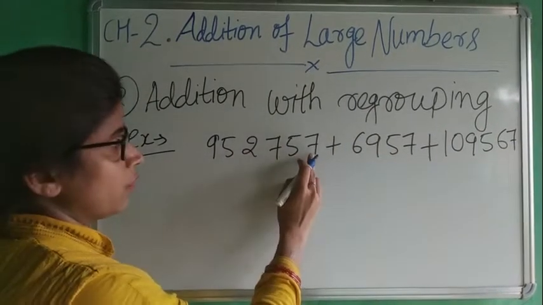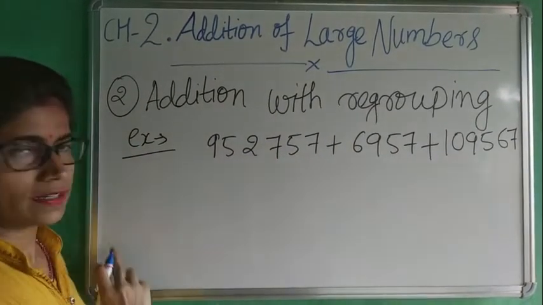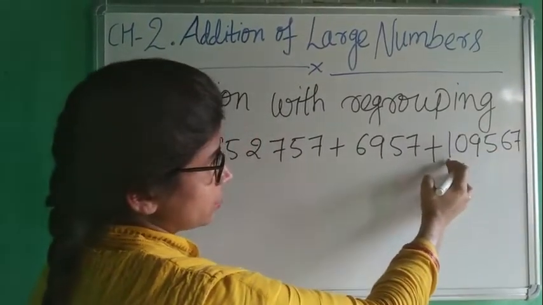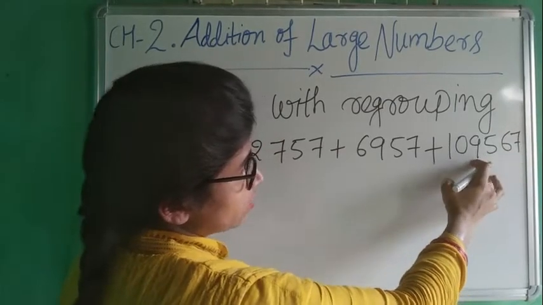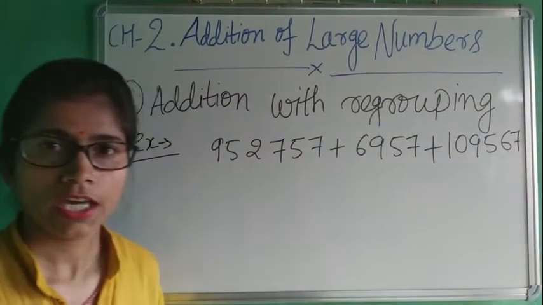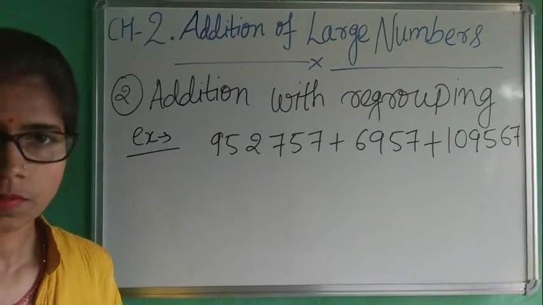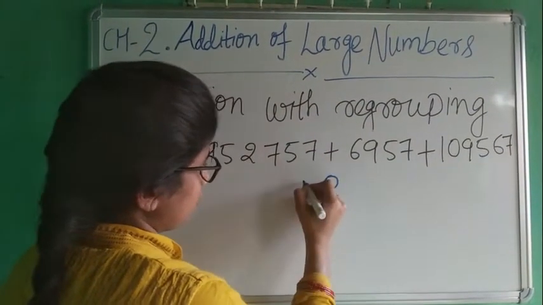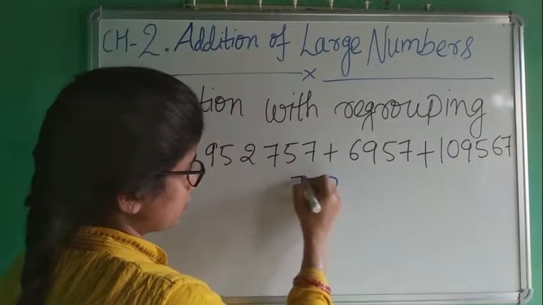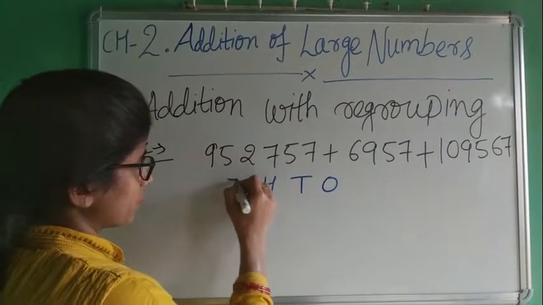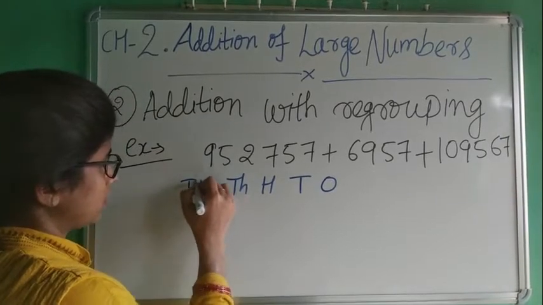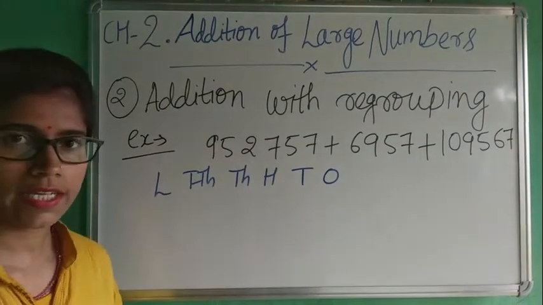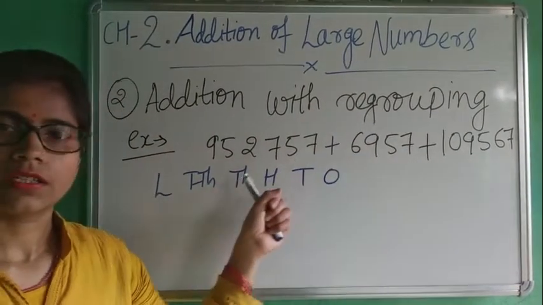How? Ones, tens, hundreds, thousands, 10,000, lakh. So you are having the highest place, lakh. So first write the place values: ones, tens, hundreds, thousands, 10,000 and lakh. And then we will arrange all the numbers one by one.